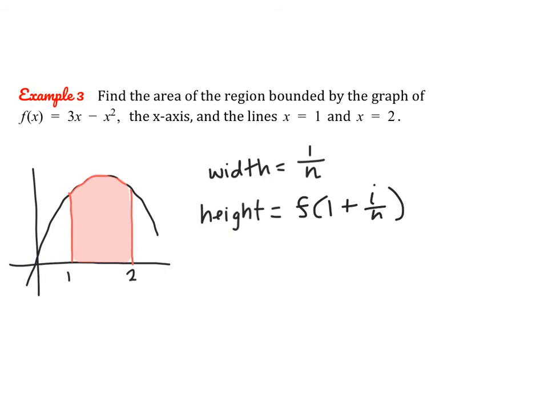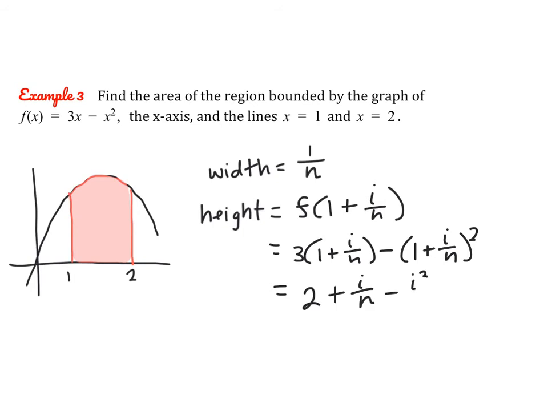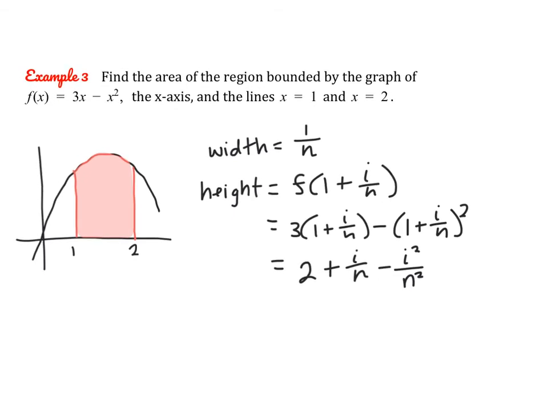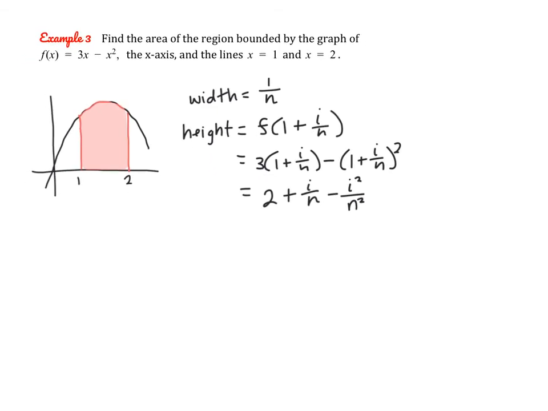From here, we can evaluate f of 1 plus i over n by substituting it into our function. It's going to be 3 times 1 plus i over n minus 1 plus i over n squared. If you multiply that out and combine like terms, we end up with 2 plus i over n minus i squared over n squared. That's going to be the height of each of our rectangles. Now let's set up our summation notation. We have our width, which is 1 over n, times our height, which is all of this.